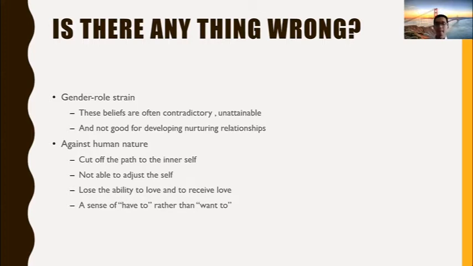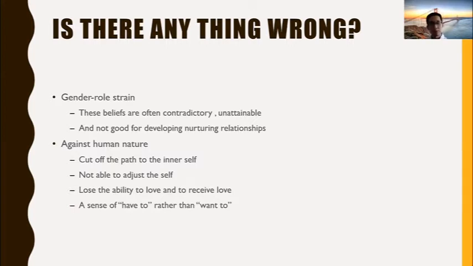And also, these stereotypes are against human nature. So what is in human nature? In human nature there is a true self. There are emotions, there's love. There is a hope to build relationships with others. That is the content of human nature. But these stereotypes actually cut off the path to the inner self, so men cannot get access to the true self inside their heart. They cannot adjust themselves because these stereotypes are really rigid.